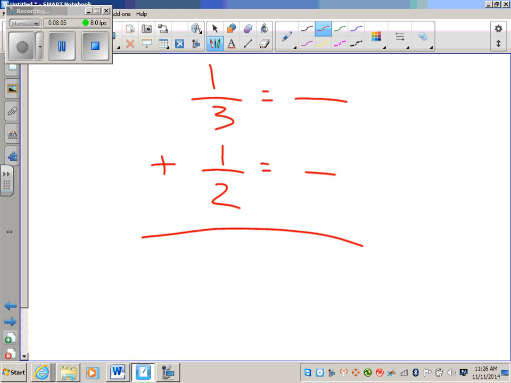One third plus one half. All right, Sydney. Are 3 and 2 the same? No, they have to be the same. If I'm going to add them, they have to be the same. So I'm going to have to rework.